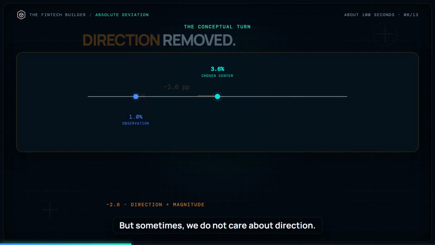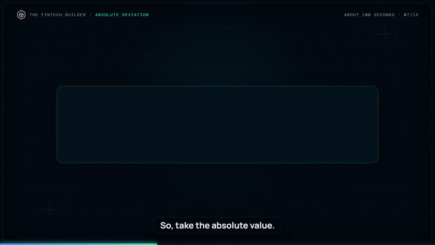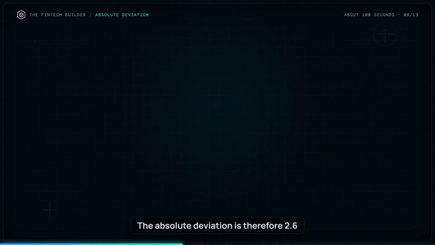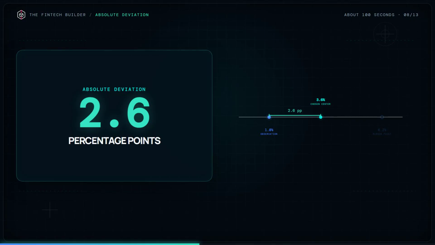But sometimes we do not care about direction. We only want to know how far away the value is. So take the absolute value. Negative 2.6 becomes positive 2.6. The absolute deviation is therefore 2.6 percentage points.